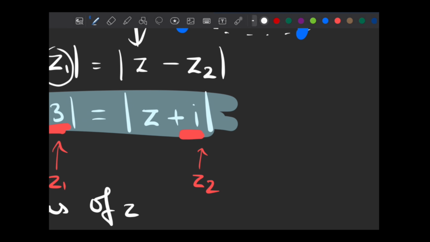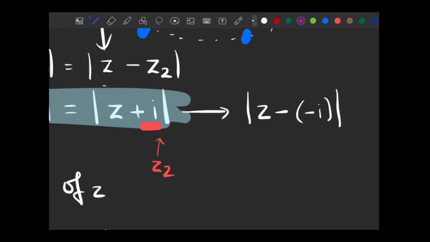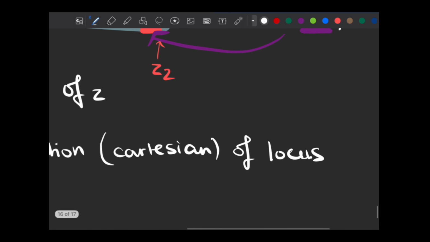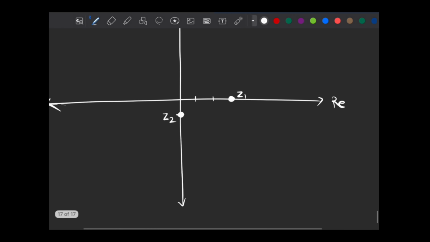And our second complex number, z2, well, it's usually written in the form z minus z2, that represents the distance between z and z2. So let's rewrite this. We can see our complex number is actually just minus i. This simplifies to this, but this is in the form z minus z2. So our complex number is minus i. Let's mark that on our diagram. So this point is z2. Now, the locus of z is the perpendicular bisector of the line joining these. So it looks something like this line.